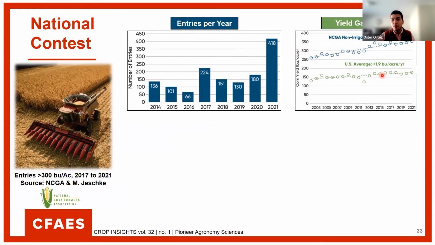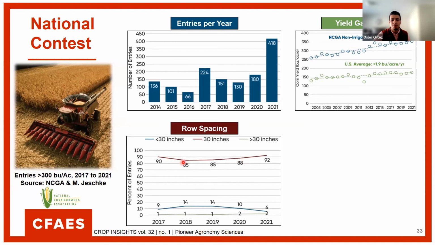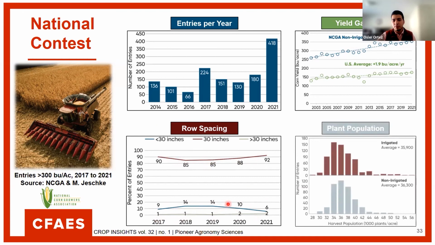Something interesting here is that row spacing has been stable. Approximately 90% has been 30 inches. And there has been some interest in 15 inches, as you see here in the blue line. Plant population, you can achieve high yields with a wide range of plant rates.